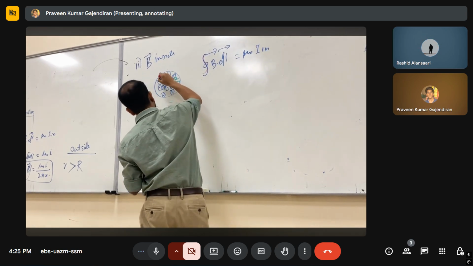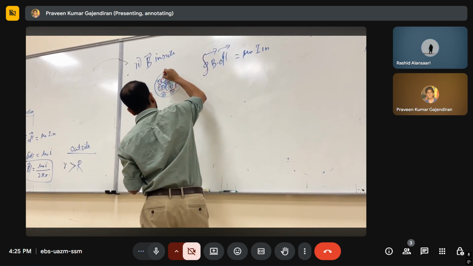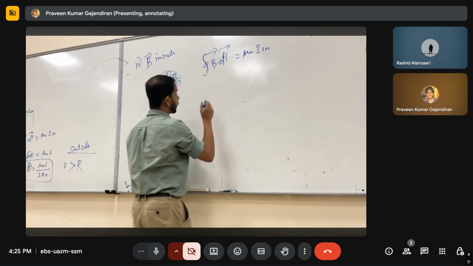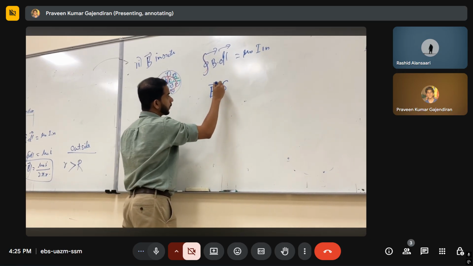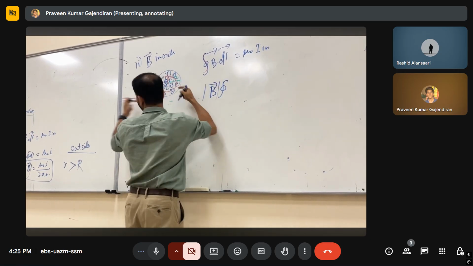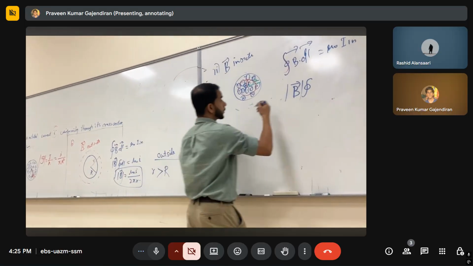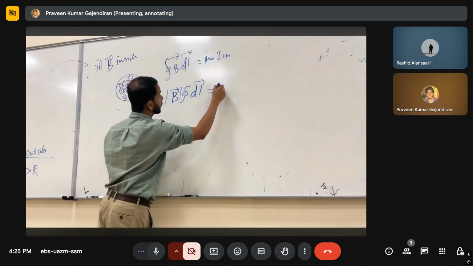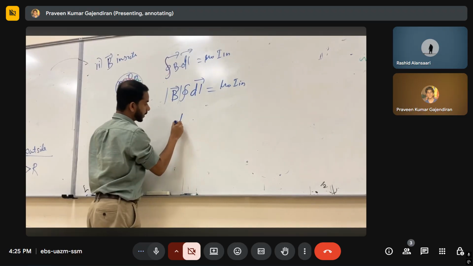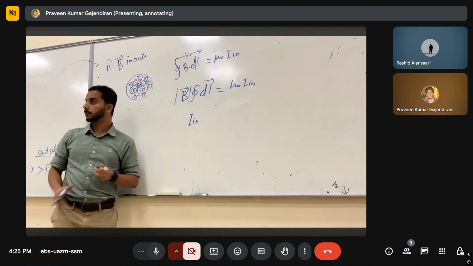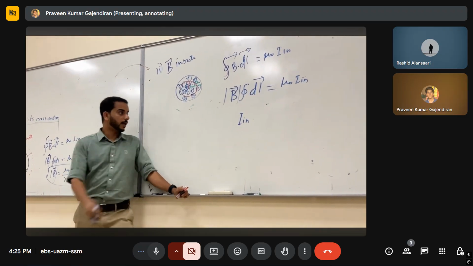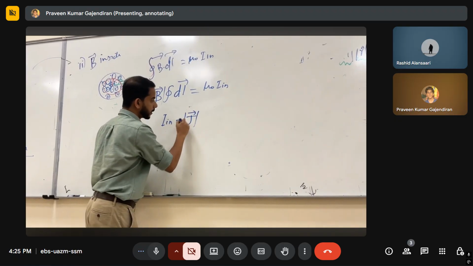In this case, let's assume an Amperian loop of radius r. So you have the uniform magnetic field through whatever region you take. That is mentioned, that in any cross section you have the uniform magnetic field. B dl equals mu0 I enclosed. What is I enclosed here? It should be J times A.